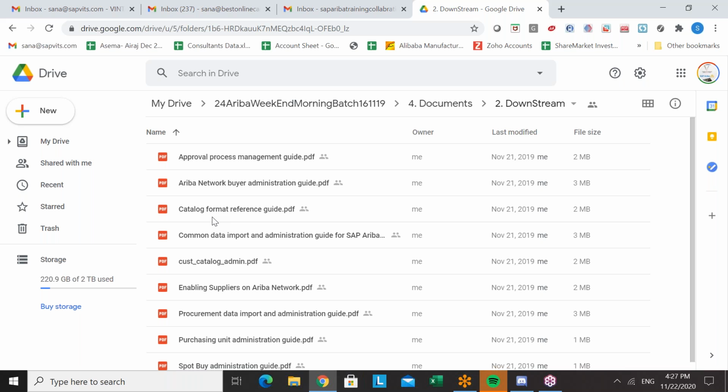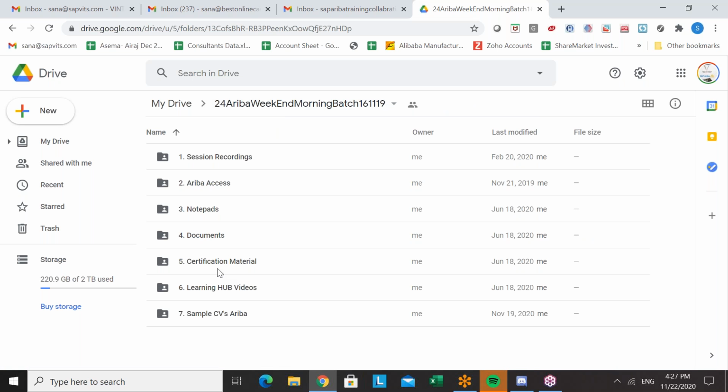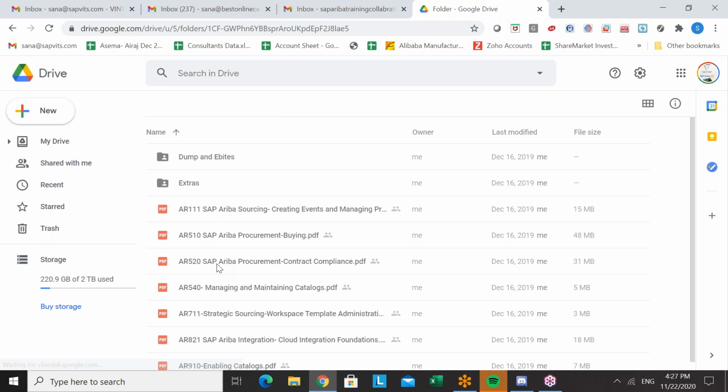Yeah, Sana, can you please move on to the next main folder. Yeah. Next is the certification material. Now, all of you are basically interested in certification. A lot of people come to me and say, Manoj, how to prepare for the Ariba certification? So for this certification, we have provided the standard materials for all of you.